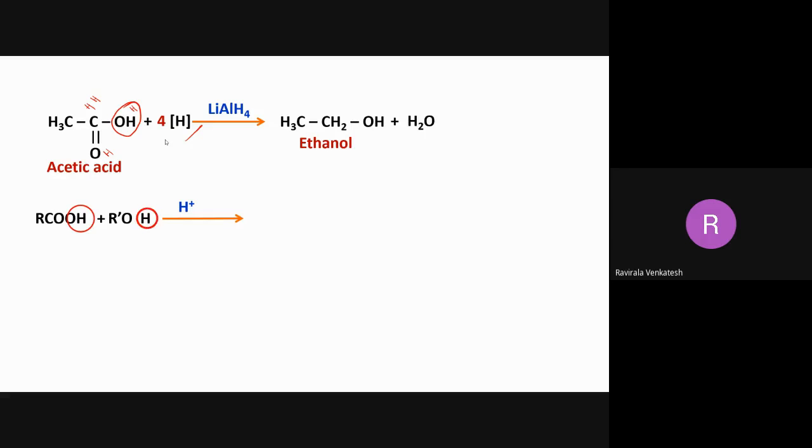This one also I will discuss in the carboxylic acid. Esterification reaction, here I don't discuss this one. Carboxylic acids reacting with alcohol will give ester only. That also, leave this one.